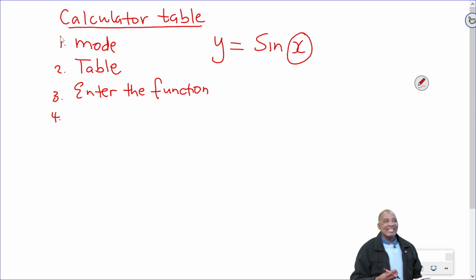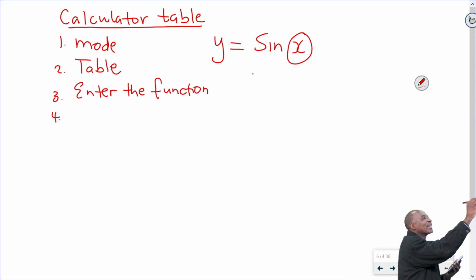If your calculator says function 2, it means you can draw 2 graphs at the same time. You can as well feed the second function if you were to compare 2 different functions. But this time around I only have one function, sine x. I'll just say equals. The calculator will ask you, where do you want to start searching for your values?